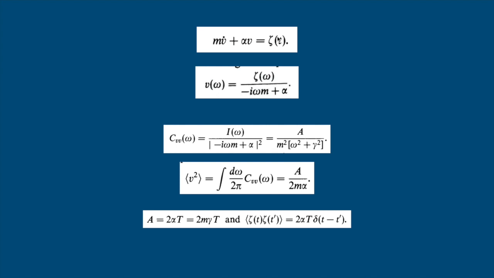So the solution to this equation for V of t has a homogeneous part that's determined by the initial conditions, and an inhomogeneous part that is proportional to this zeta function. Since the homogeneous part, which depends on initial conditions, will decay to zero in a time of order gamma to the power minus 1, the long-term properties of V of t will be determined entirely by the inhomogeneous part, and it will be independent of all the initial conditions.